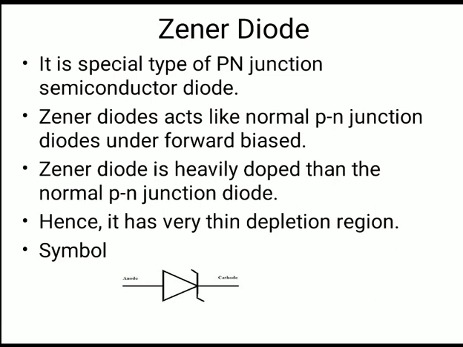A Zener diode is more heavily doped than a normal PN junction diode, right? I hope you understand what is meant by doping. Doping means the process of adding impurity. Heavily doping means we are giving more impurity to the pure semiconductor. Hence it has a very thin depletion region, and you can see the symbol of the Zener diode. It is the same as the PN junction symbol, the only difference being that the straight line is replaced by a Z-type line. Z denotes Zener. Zener was the scientist who invented this diode.